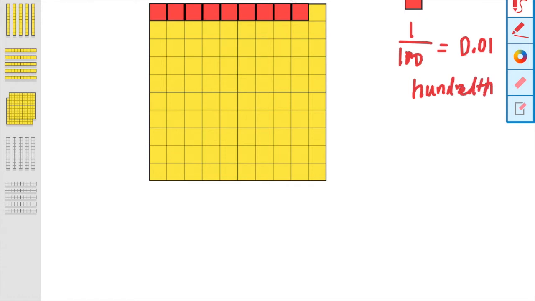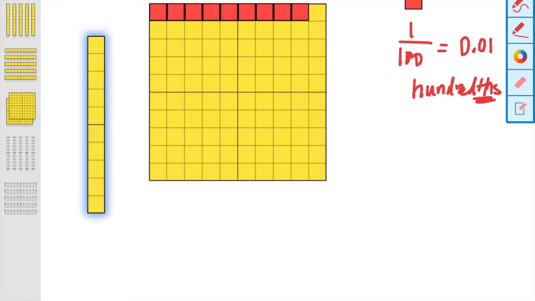And again, the word hundredth, enunciating that TH, or hundredths, enunciating that THS. So we really hear hundredths, very different than hundreds. So that's why you have to really enunciate that THS. So hundredths, we have 1/100th. We can see that tenths, here's a tenth, tenths are bigger than hundredths.